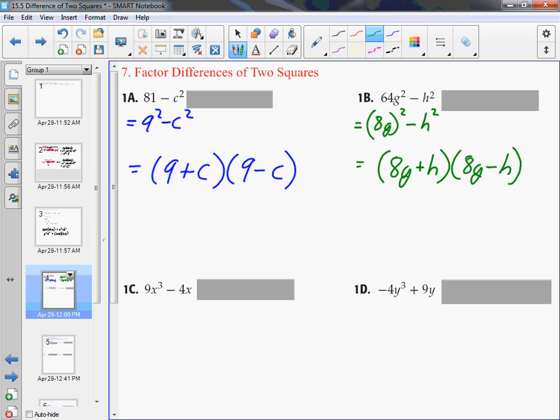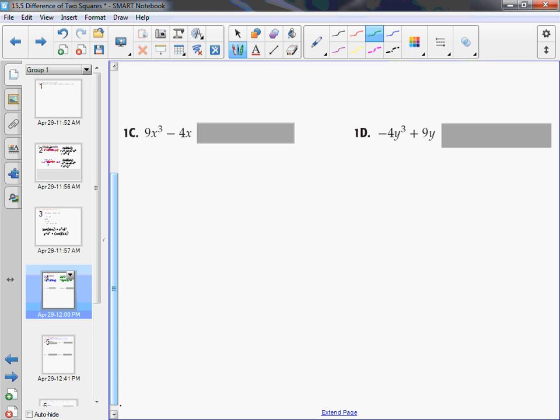All right, you look at these next two. Neither one of these is a difference of two squares. But we learned a while back, if you can find a greatest common factor, factor out a greatest common factor. What's the greatest common factor of 9x cubed minus 4x? X. So let's take out an x. What are we left with?